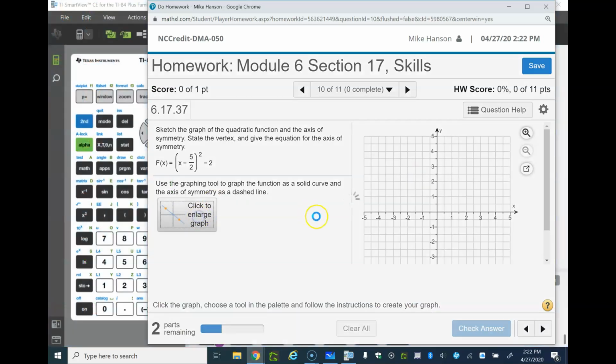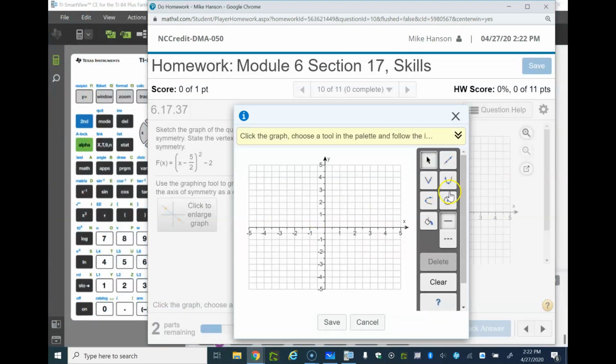All right, so let's hit our graph. The first thing we're going to do is hit the parabola button, because we know it's going to make that kind of a shape. Your first point has to be the vertex, and we already discovered it's going to be 2.5 and negative 2. So look in the top right hand corner, I see 2.5, negative 2, I click, and now I have to figure out where my next point is going to be.